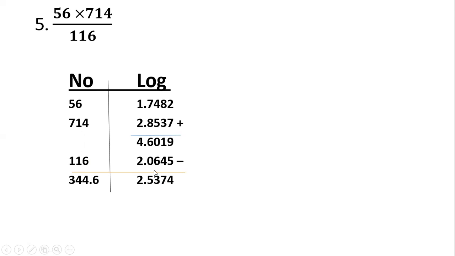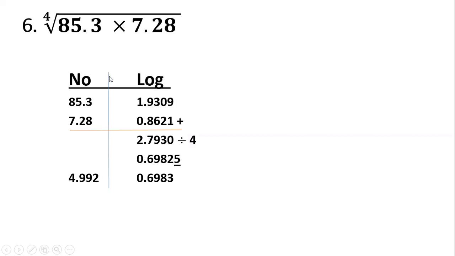You have to now check for the anti-logarithm. 52, 53 under 7, difference 4, now gives us 3446. But because 10 raised to power 2 or 100, that's why you have 344.6. Number 6, fourth root of 85.3 times 7.28.